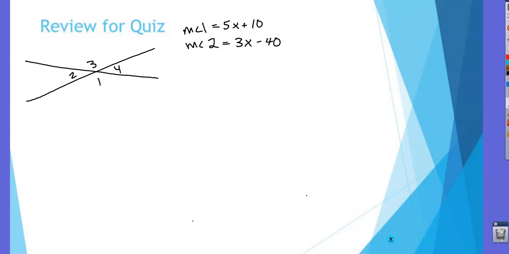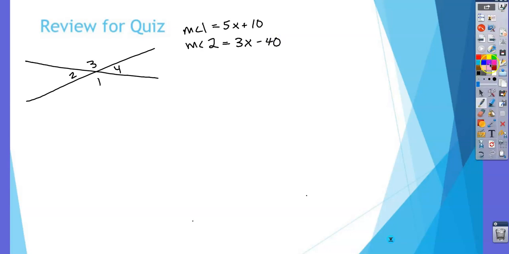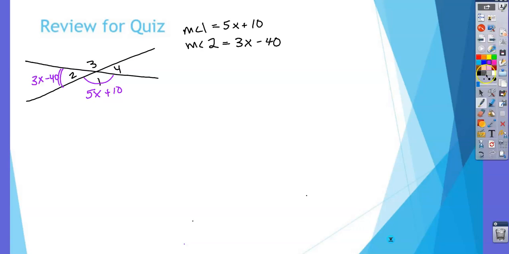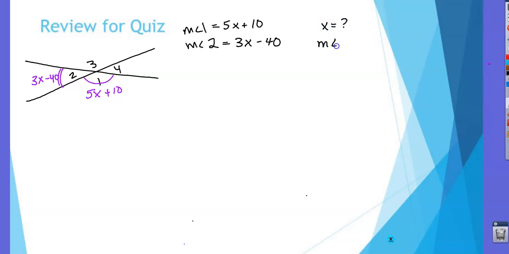Okay? The first thing that I would do is label my shape, and some of you guys are really good at this, and some of you need a little more work. So maybe this is 5x plus 10 there, and then angle 2 is 3x minus 40. Let me give you a question first. I want to know what x is, and then I want the measure of angles 3 and 4. So we'll do both of those things.